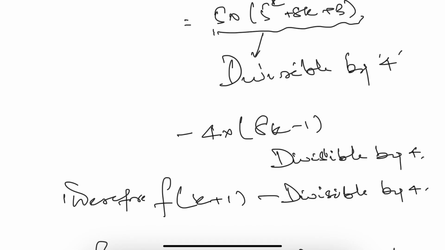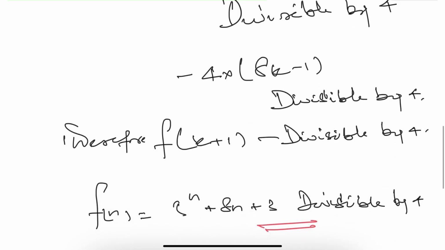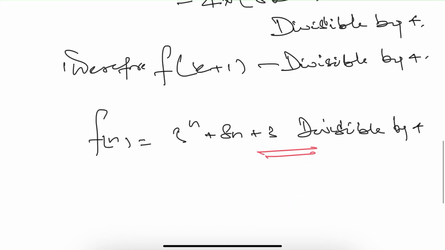This is a multiple of 4. So therefore this function, minus 4 times 8k minus 1, is divisible by 4. If that's so, then f(k+1), the function of k plus 1, is divisible by 4. We have proved that. So therefore, f(n) equal 5 to the power n plus 8n plus 3 is divisible by 4.